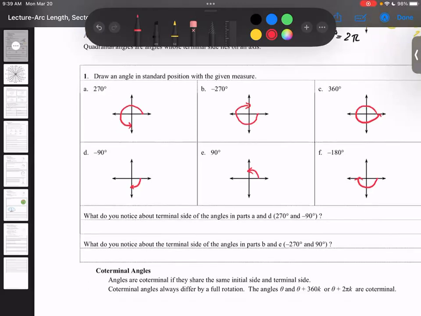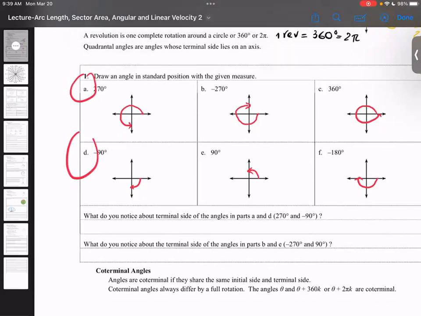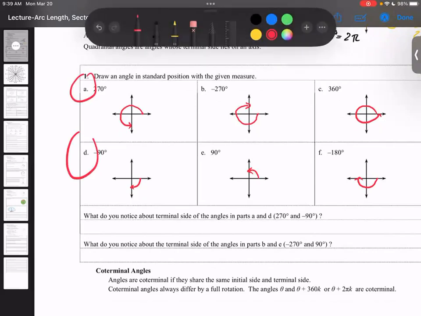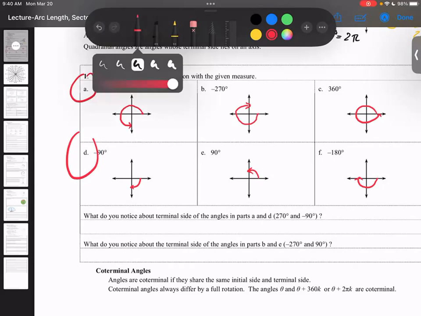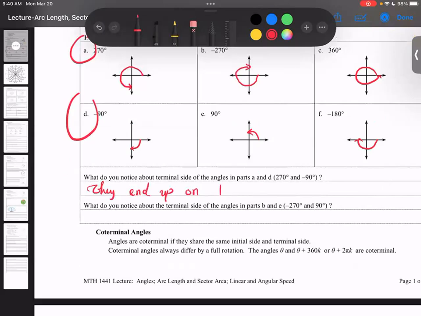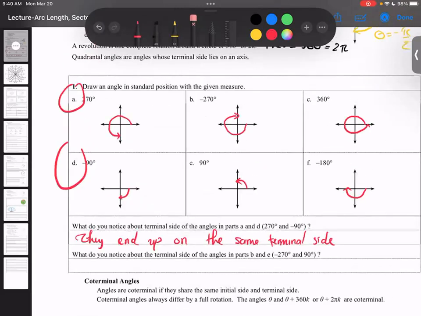Now, if you notice the terminal side of the angle in part A and part D, what do you see? What happened? You end up on the same terminal side, right? So I'm going to write it out. They end up on the same terminal side. And same thing for part B and part E. They end up on the same terminal side, even though they rotated in different directions.